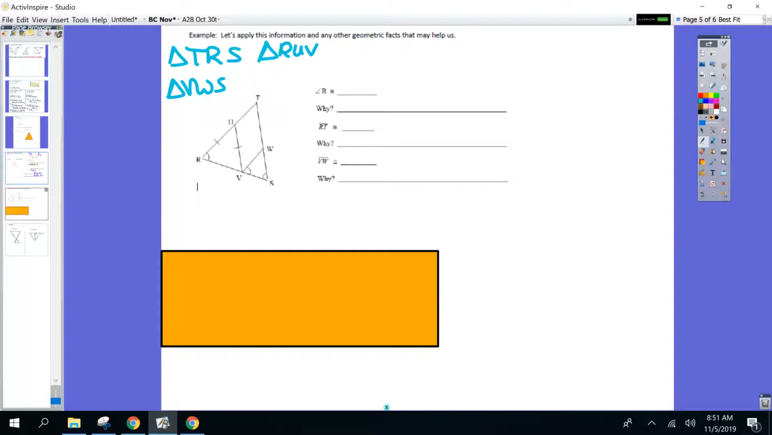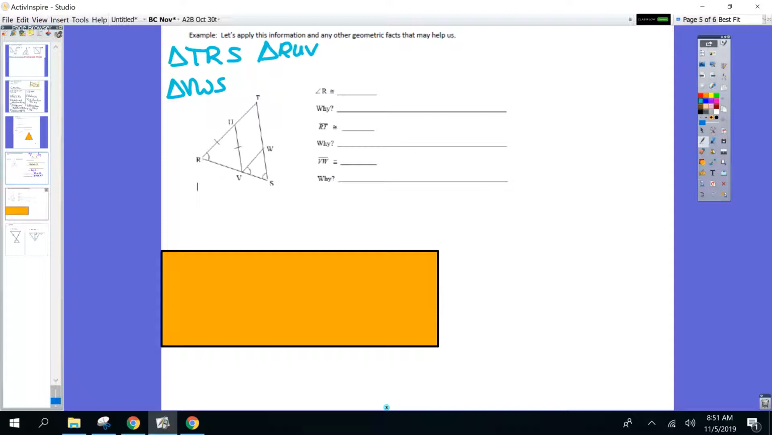Okay, so I want to apply this theorem now that if I have two congruent sides, that means I have two congruent angles. So angle R is congruent to what other angle? And I'm going to specifically ask for one that is not marked in the diagram. Don't give me it's equal to angle S. I get that. That's marked. That's given. But angle R is also congruent to what other unmarked angle in this diagram?